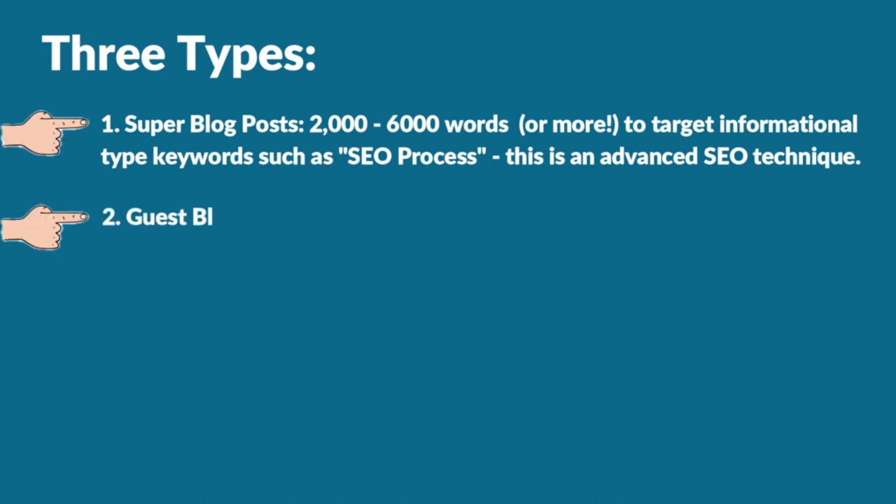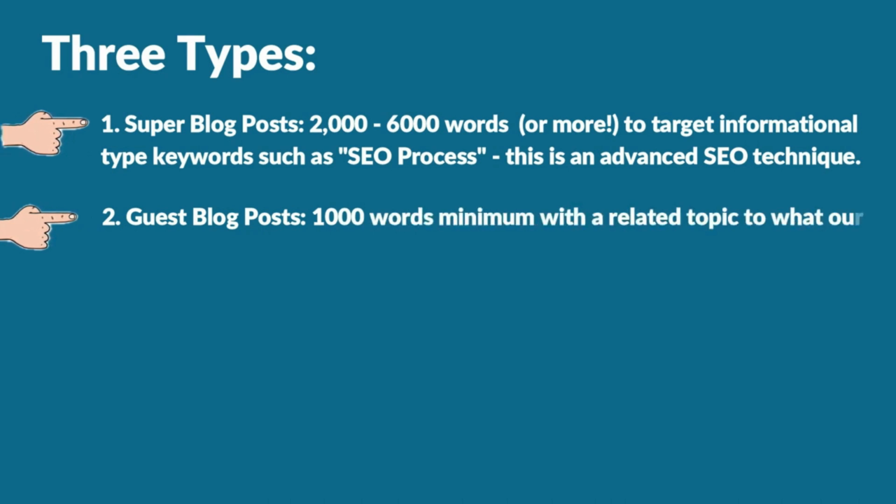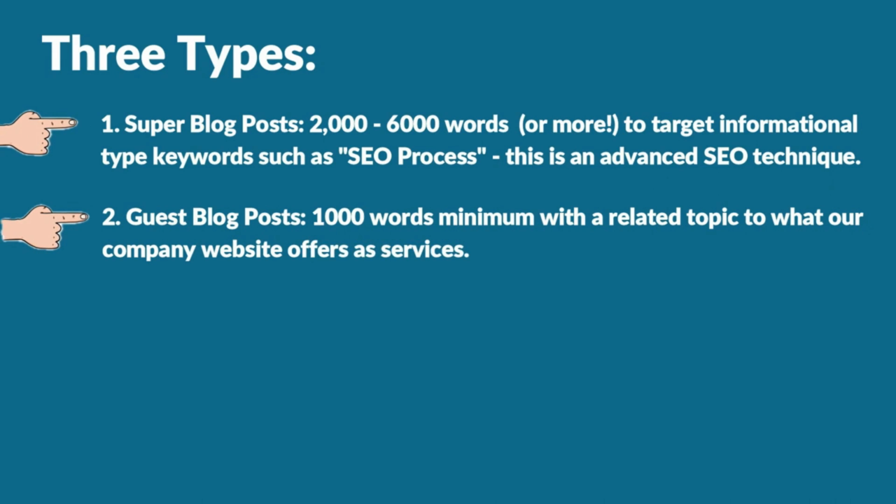Number 2, guest blog posts. Big topic authority websites such as Search Engine Journal and Search Engine Land and many others out there have guest writers that come on, and their articles are typically 1,000 words minimum length, and they tend to be about topics that are related to what that website or company talks about. So, when you go to those websites and you read their authors, the topic material stays within a certain realm.